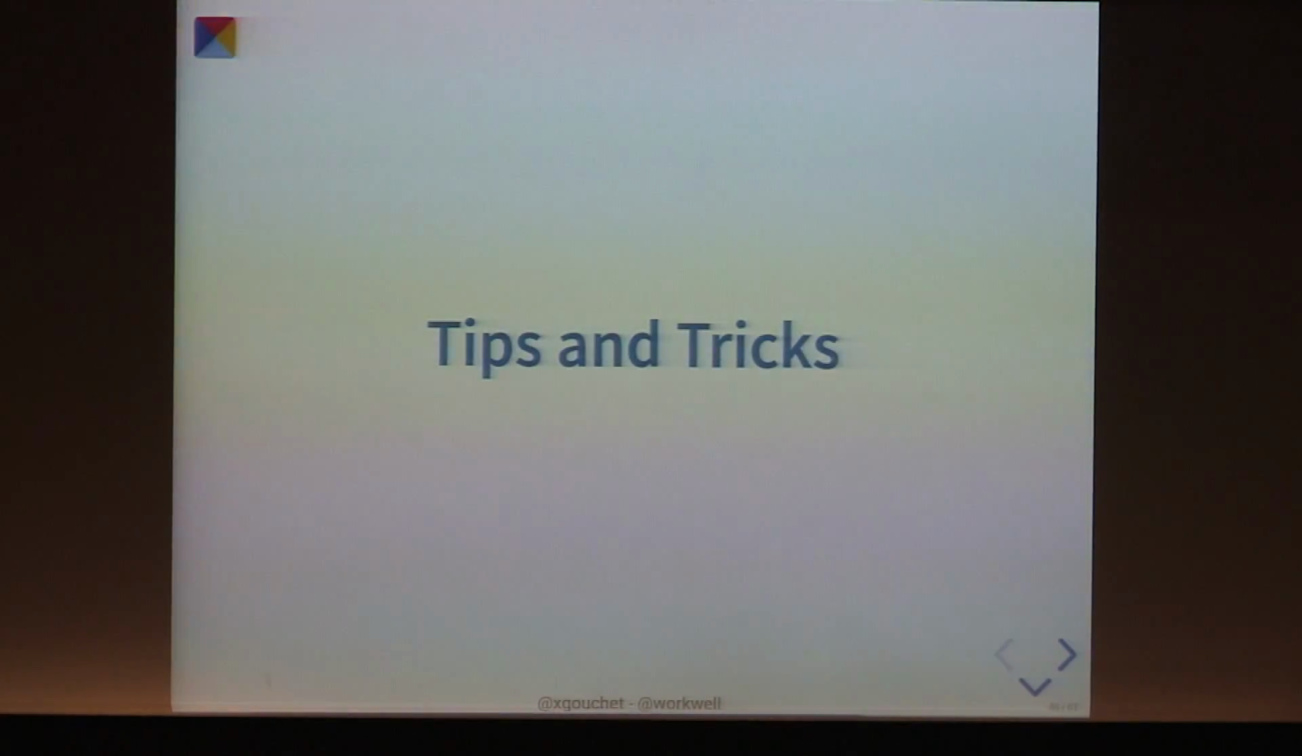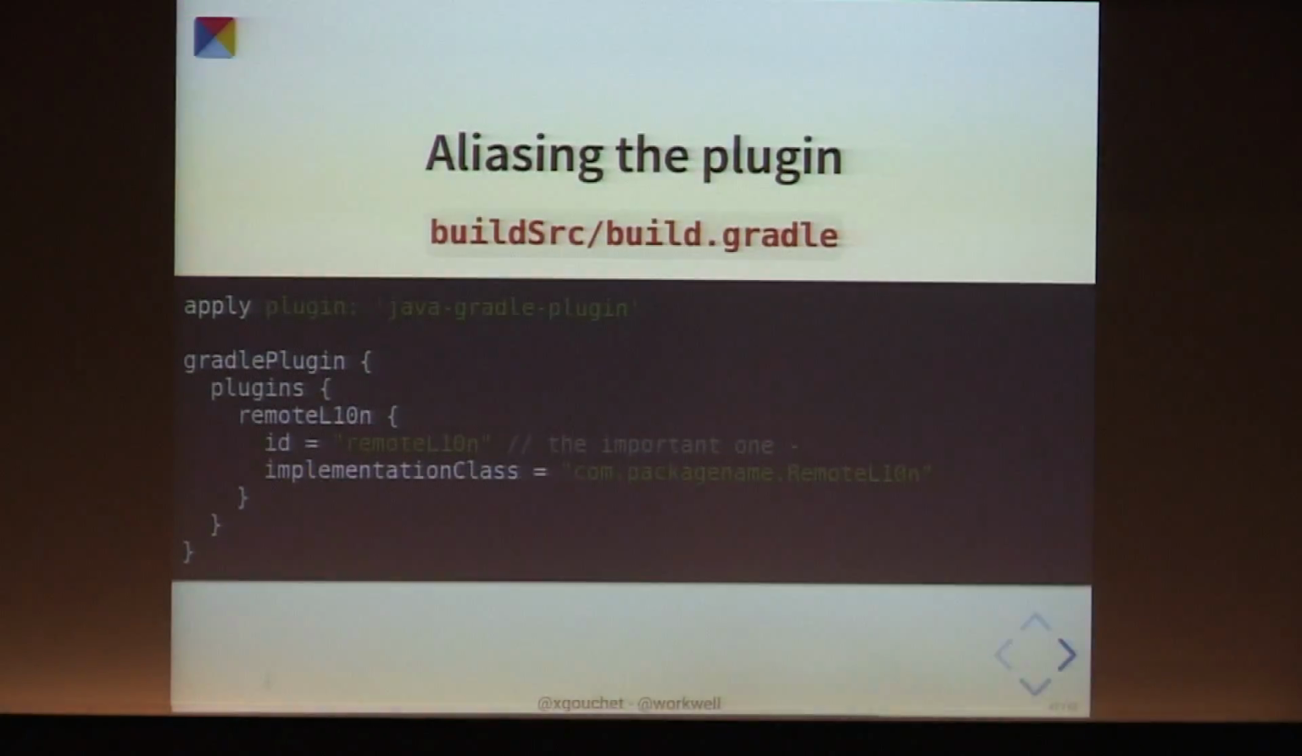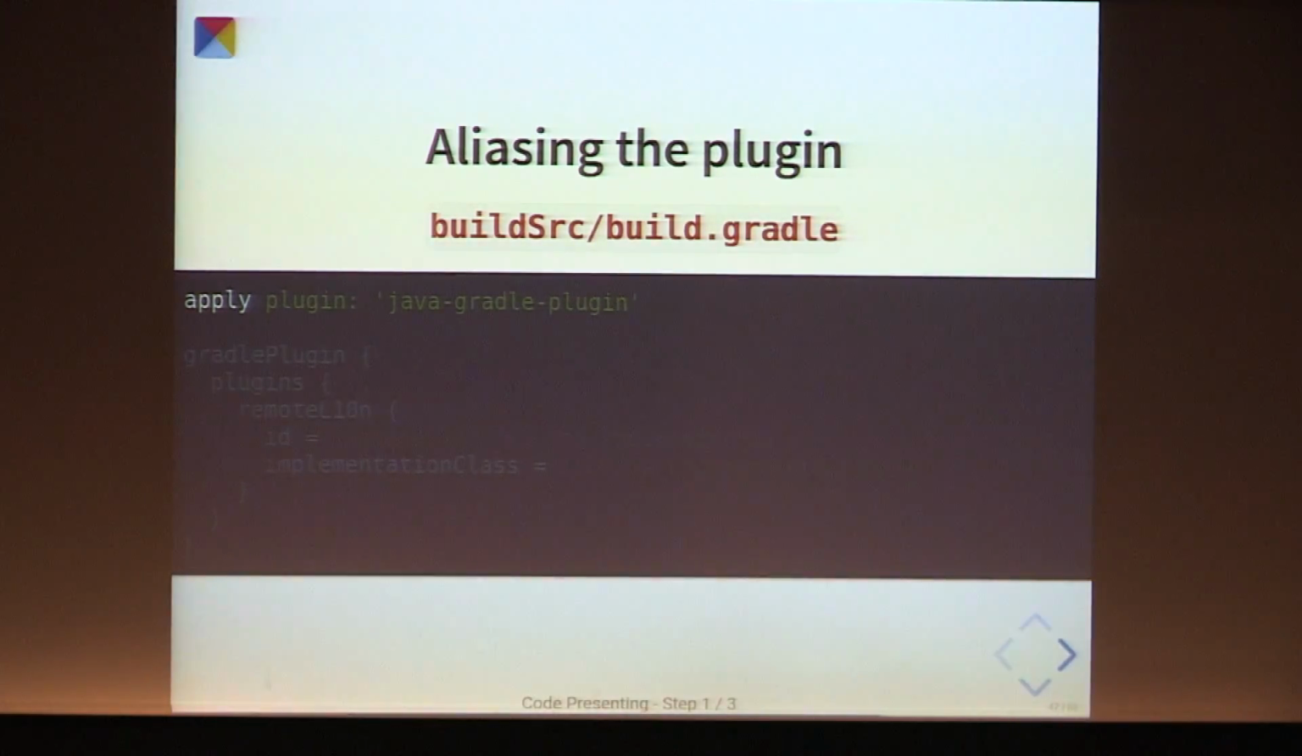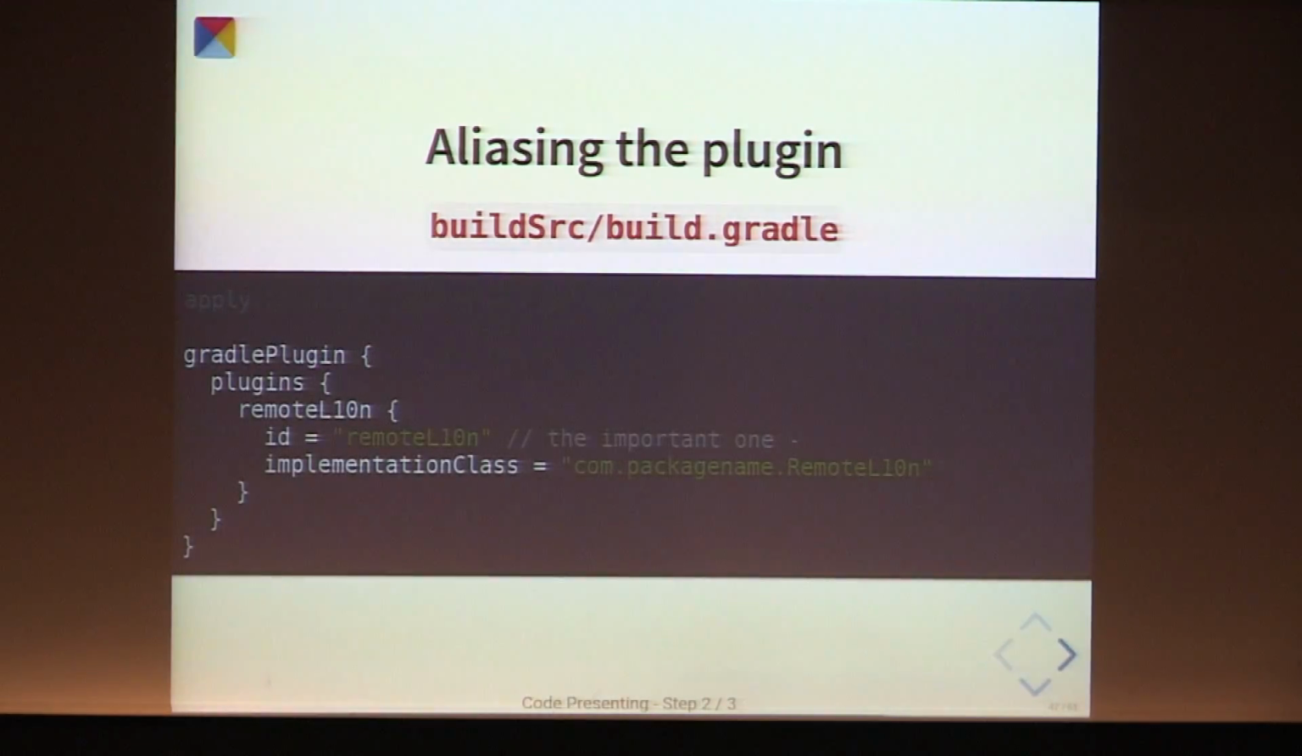So I could go on and on about writing your own plugins. I'm just going to go briefly over a couple of tips and tricks to make your life easier. The first thing is aliasing the plugin. Basically, if you add the Java Gradle plugin, it's going to generate all the manifest information in the build source jar file that's going to be added to your classpath so that you can create an alias for your plugin. Earlier, you saw that to use the plugin, I had to import the class directly.